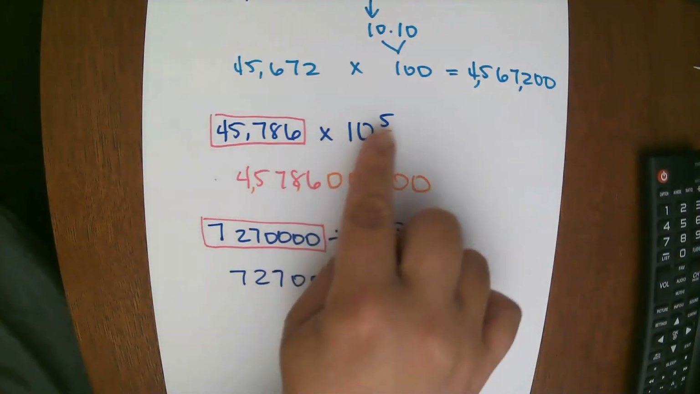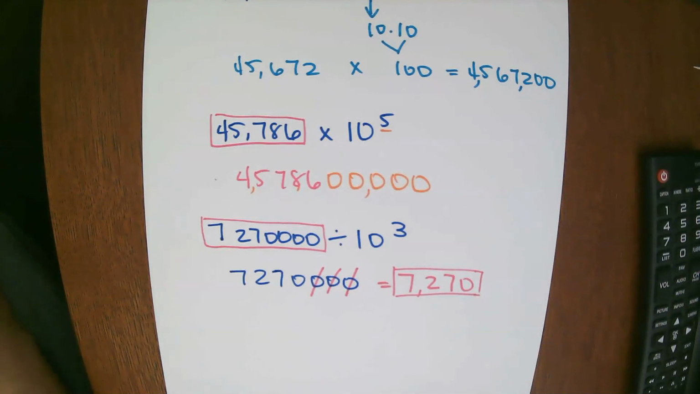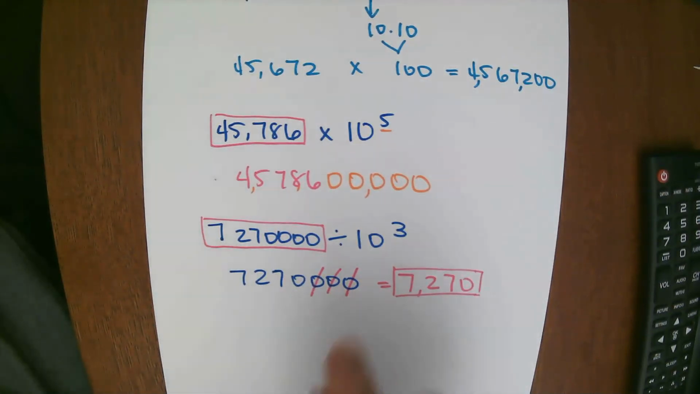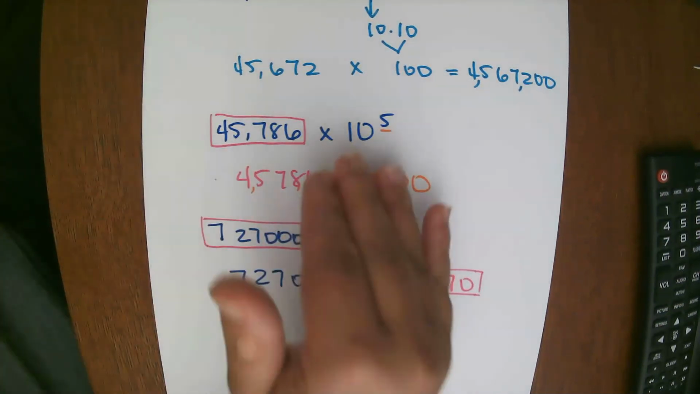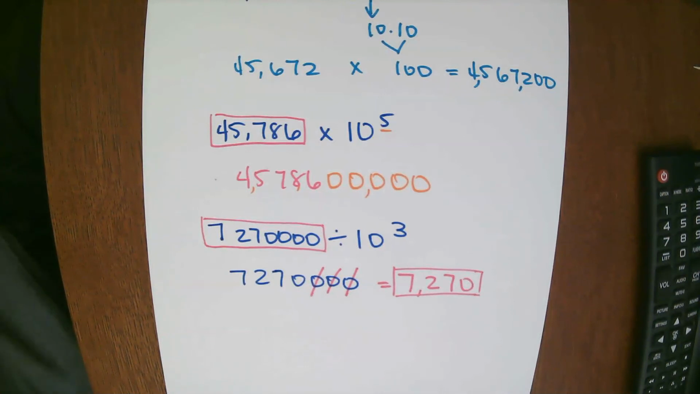Okay, so it's pretty easy. So when you're multiplying by powers of 10, you add the zeros. When you're dividing by powers of 10, you remove the zeros. This trick only works when you're multiplying or dividing by powers of 10. It wouldn't work for like 20 or 40. Okay, only works for powers of 10.